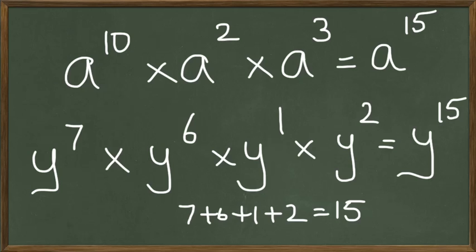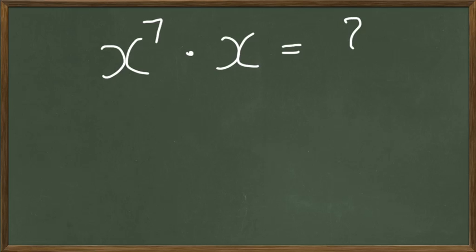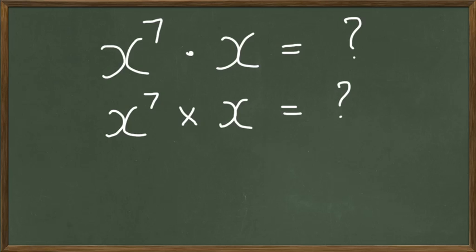Okay, moving on to the next idea. What happens when you have something like this? If you have x to the power of 7 times x, what's that going to equal? Remember the dot? It's just another short form of writing multiply, so you don't get confused with the x's. Also remember back to the first thing that we learned in this session. X can just be written as x to the power of 1, which means your answer in this case is going to be x to the power of 8.